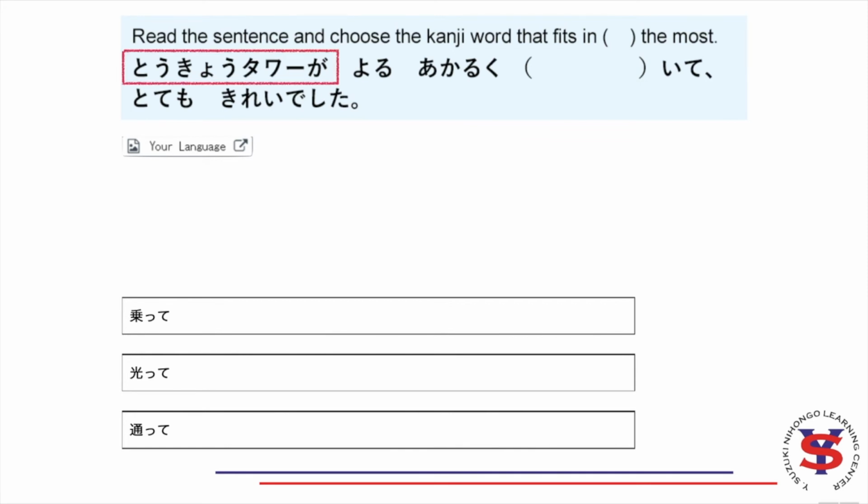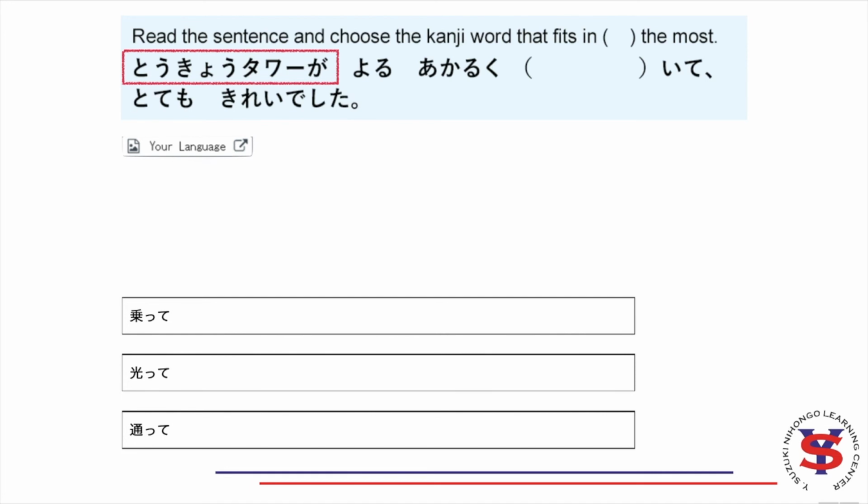Tokyo Tower. Tokyo Tower ga. So we're looking at the Tokyo Tower. Now we'll read on and see Tokyo Tower ga yoku akaruku blank ite. Totemo kirei deshita. At night, Tokyo Tower is brightly something and it was very pretty. Okay, so now it's time for the last step, elimination.